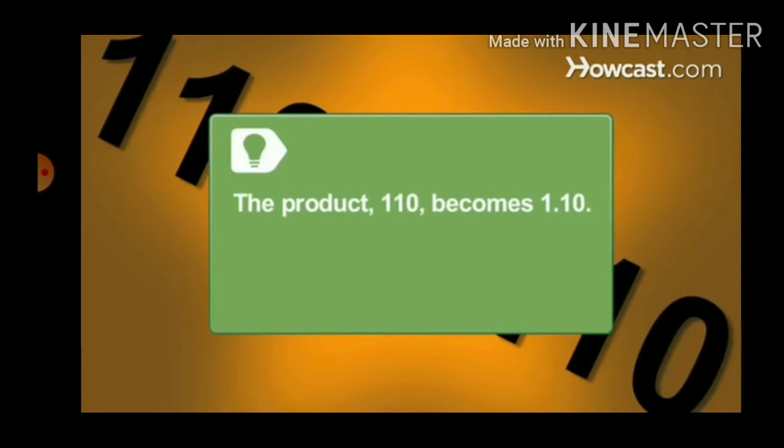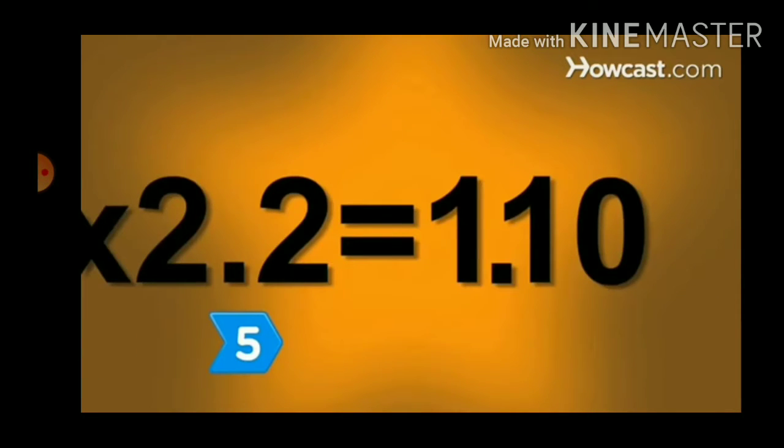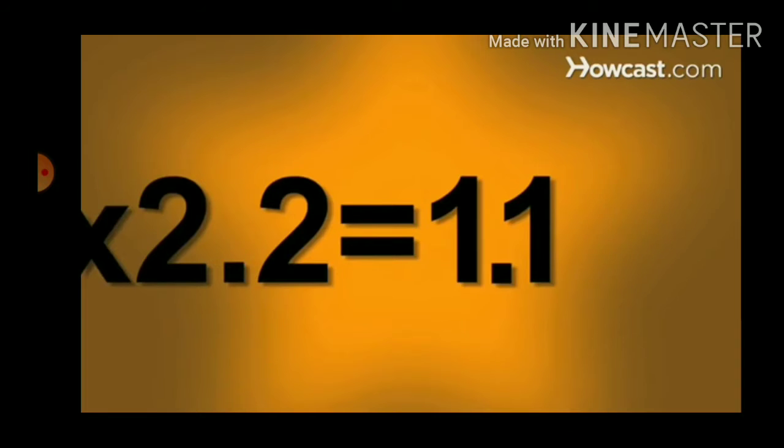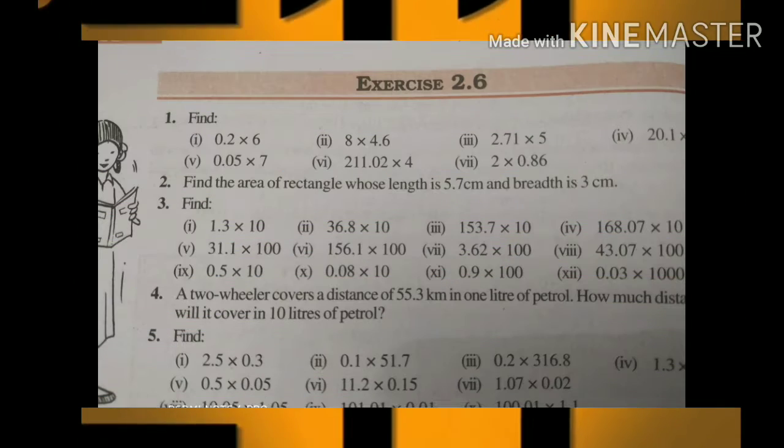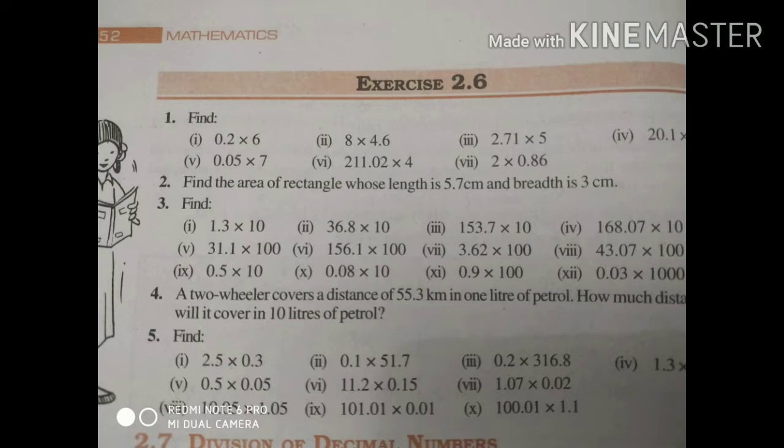The product, 110, becomes 1.10. Step 5. Eliminate any zeros at the end of the product. 0.5 times 2.2 equals 1.1. I hope you understood the basic concepts of multiplication. Now let's move to the exercise 2.6.